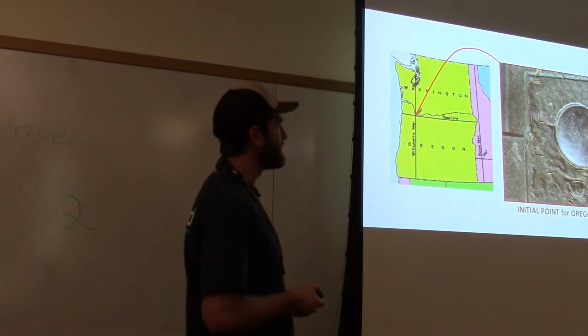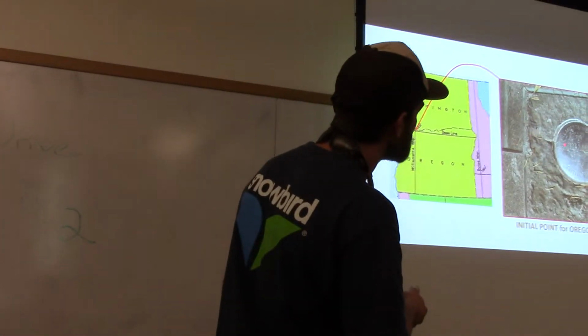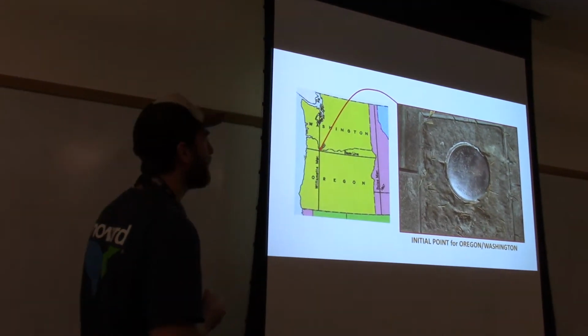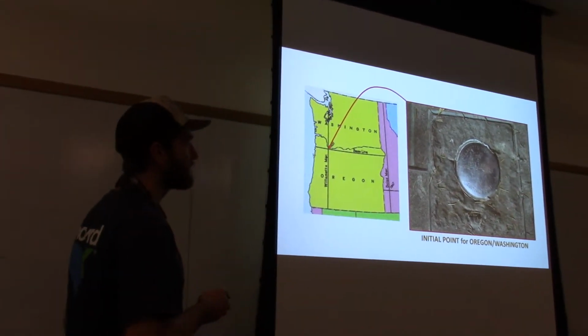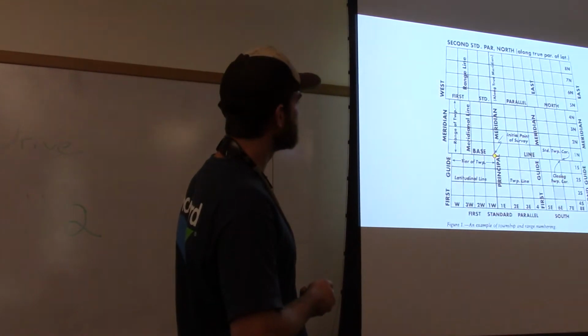And so this is the actual initial point, right? You can actually see there's this little crosshair right here, and at the very middle of that is the initial point. It's that accurate. And so you're going to use that as a reference point to describe where these townships are.